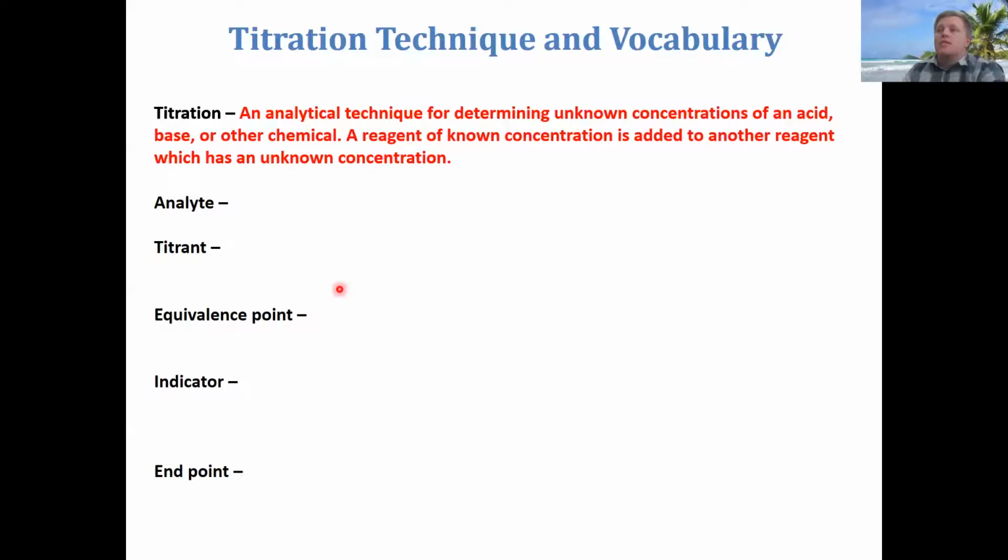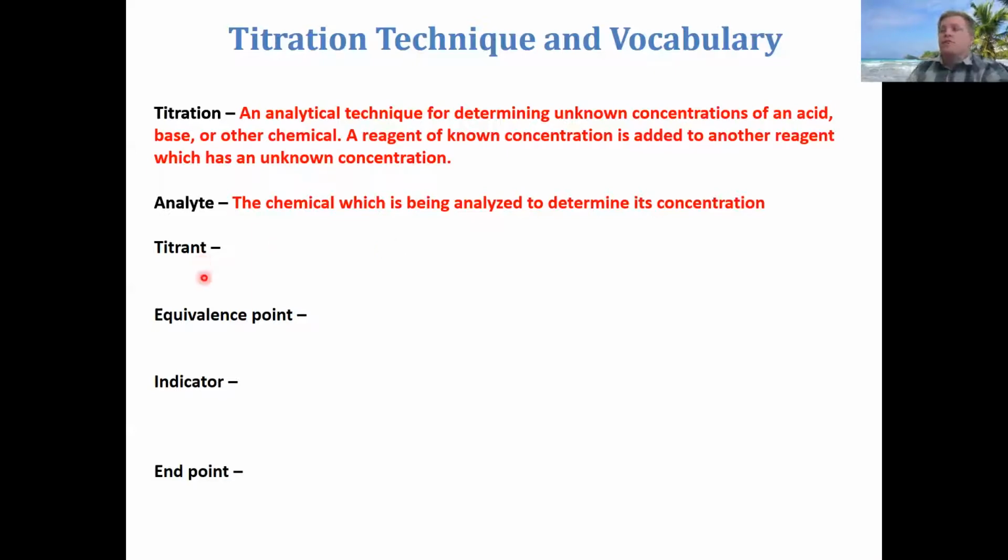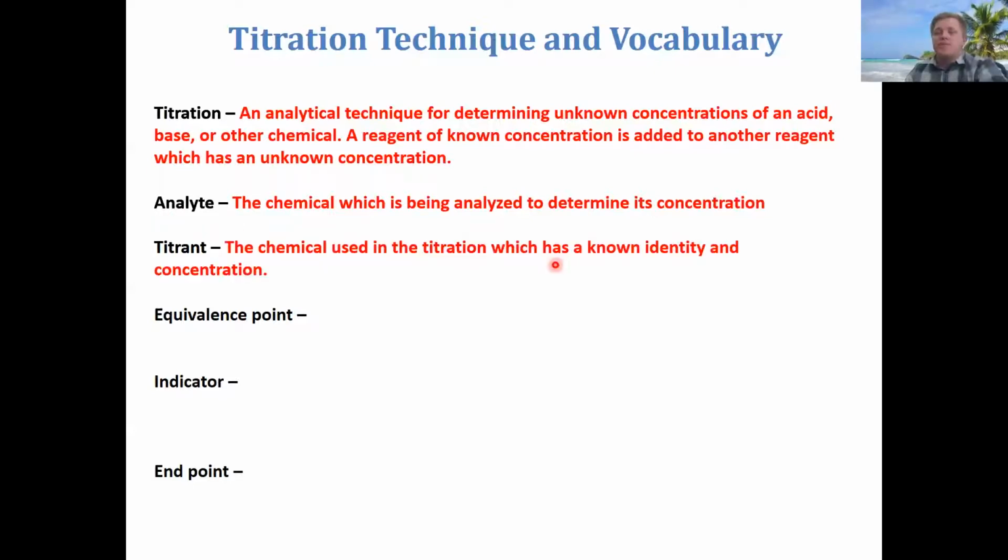The next term is your analyte. Your analyte is your unknown compound. So it's the species that you want to learn the concentration of. And then you have your titrant. Your titrant is the species that has a known concentration. You're going to be comparing the volume of your titrant to figure out the concentration of your analyte.